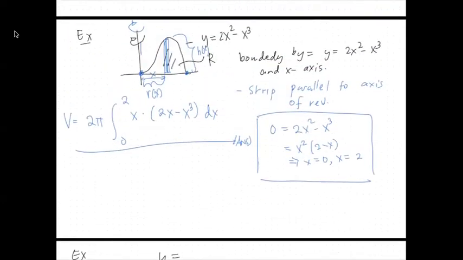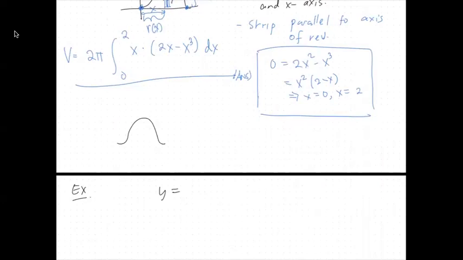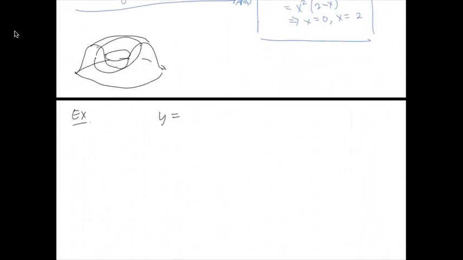We have the function. So the resulting solid here is, this is your curve and then you revolve it here. So this is something like this. It's like a feeding pot for your dogs. All right. Next, last example before we call it a day.